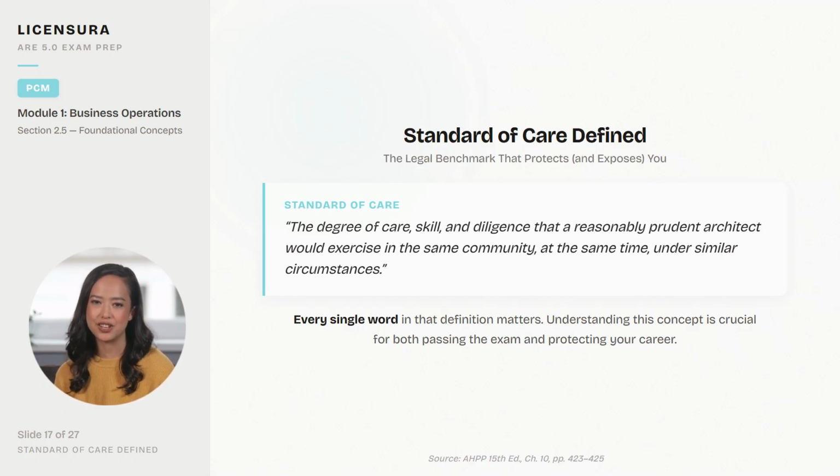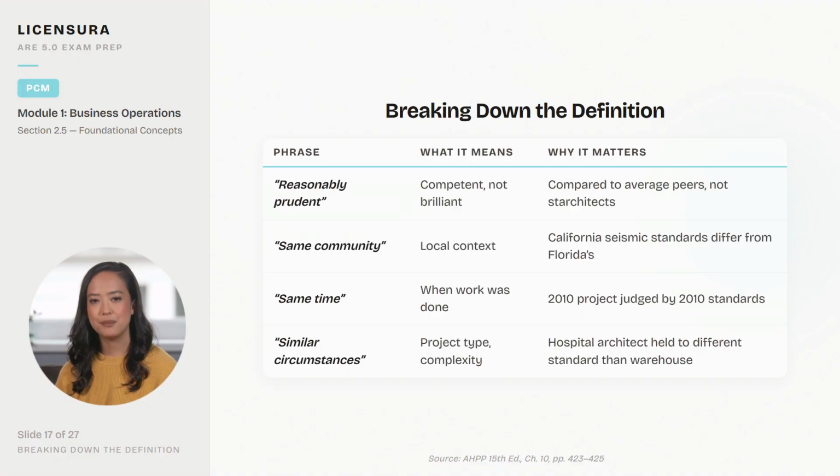Here's the formal definition. The standard of care is the degree of care, skill, and diligence that a reasonably prudent architect would exercise in the same community, at the same time, under similar circumstances. Every single word in that definition matters. Let me break it down. Reasonably prudent means competent, not brilliant. You're being compared to your average peers, not to the star architects winning design awards.